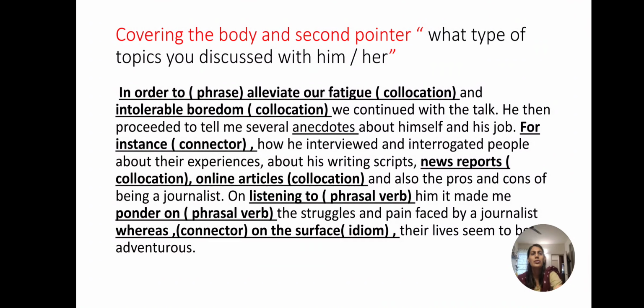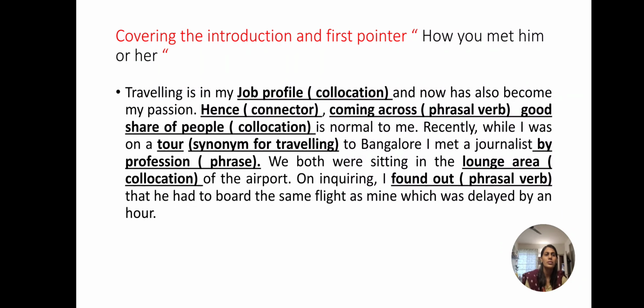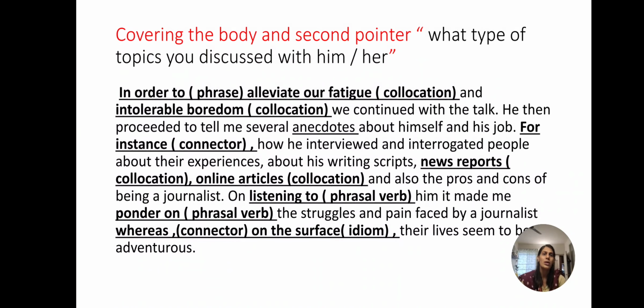So, let me read it all together in a flow so that you can understand it. Traveling is in my job profile and now has also become my passion. Hence, coming across good share of people is normal to me. Recently, while I was on a tour to Bangalore, I met a journalist by profession. We both were sitting in the lounge area of the airport. On inquiring, I found out that he had to board the same flight as mine, which was delayed by an hour. In order to alleviate our fatigue and intolerable boredom, we continued with the talk.